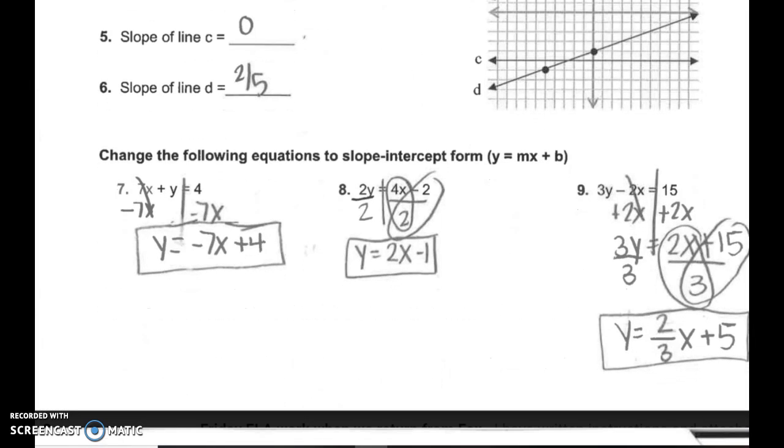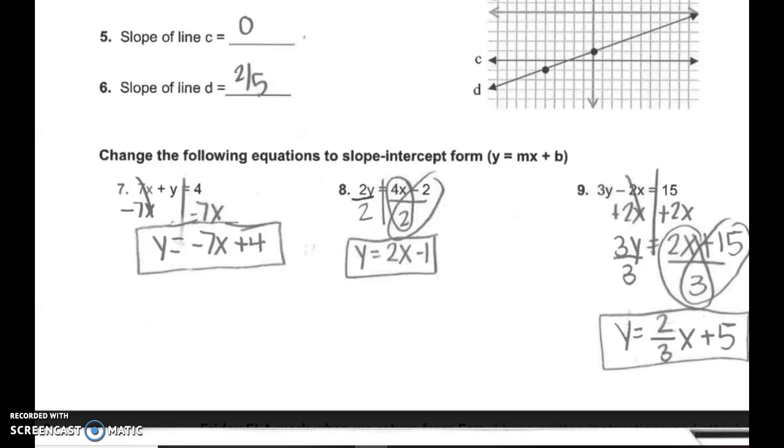Okay, next section. Here we're changing equations into slope-intercept form. Remember, that means we're solving for y. So we're just using inverse operations like an equation. So in number 7, I'm going to subtract 7x from both sides. Remember, on the right-hand side, 4 is a constant, and -7x is a variable term, and those two things can't be combined. So final answer is y equals -7x plus 4. In number 8, y is being multiplied by 2, so you divide everything by 2. On the right-hand side, both terms get divided by 2. Final answer is y equals 2x minus 1.